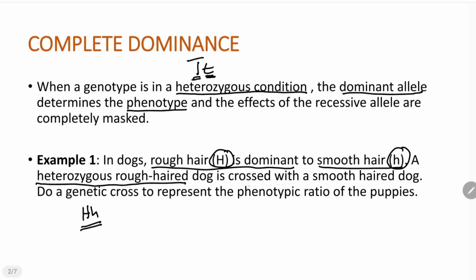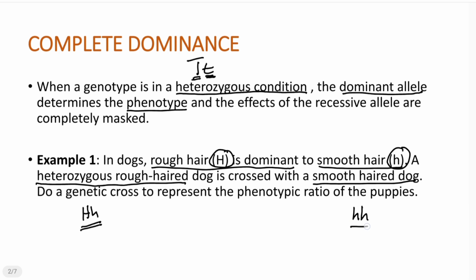Right? So this parent was crossed with another dog who had smooth hair. But we know that the allele for smooth hair is small letter h. Now, since small letter h is recessive, the allele for the recessive trait can only be expressed in the phenotype when the genotype is made up of two recessive alleles. So in order for this dog to have this smooth hair, it means that the genotype of this dog must be small letter h, small letter h.